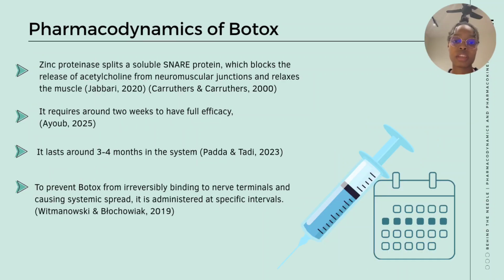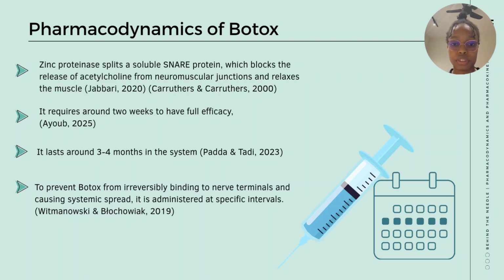Pharmacodynamics of Botox. Zinc proteinase will split its nerve protein, which will block the release of acetylcholine from neuromuscular junctions and relax the muscle. It will require 2 weeks to have full efficacy, and it will last around 3 to 4 months in the system.